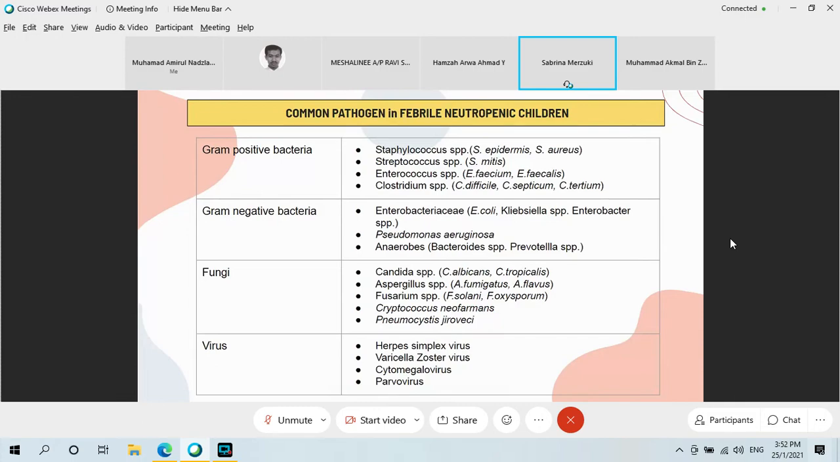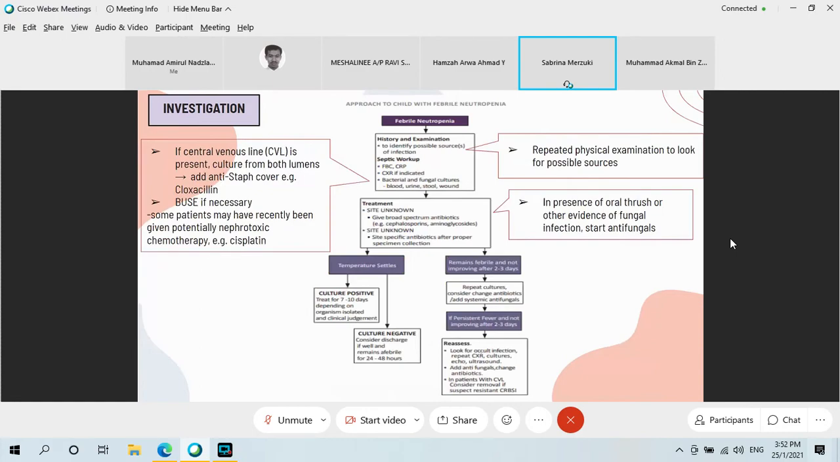Okay, regarding the investigations, first and foremost, history taking and examination are very important in order to identify the possible sources of the infection. For the history taking, questions that can be asked are: did the patient receive chemotherapy before, or any use of medications? And for the sources of infection, further questions are whether the patient has any urinary symptoms, shortness of breath, any catheter placed recently, or any changes of the skin. This can give a clue to identify the sources of the infection.